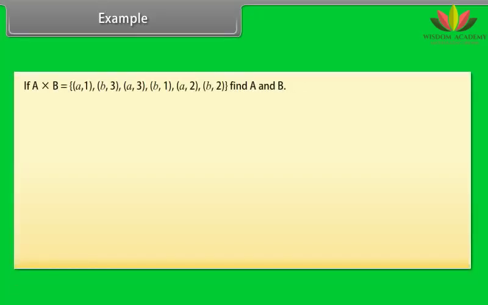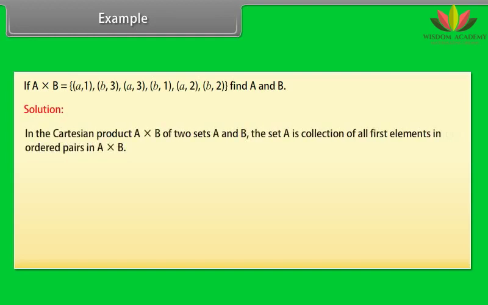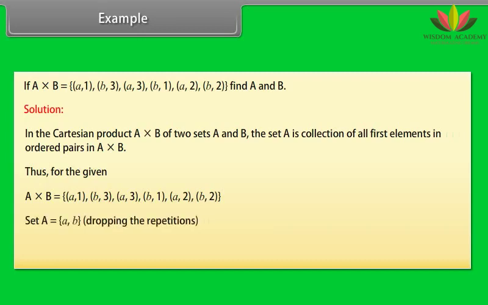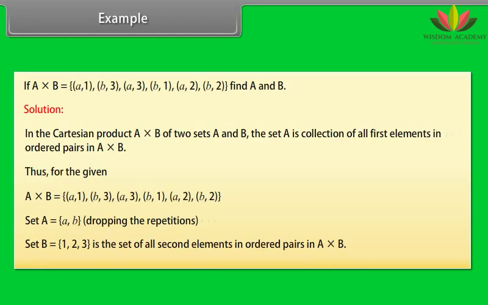Example: if A cross B is equal to {(a, 1), (b, 3), (a, 3), (b, 1), (a, 2), (b, 2)}, find A and B. Solution: in the Cartesian product A cross B of two sets A and B, the set A is the collection of all first elements in ordered pairs in A cross B. Thus, for the given A cross B, set A is equal to {a, b}, dropping the repetitions, and set B, {1, 2, 3}, is the set of all second elements in ordered pairs in A cross B.